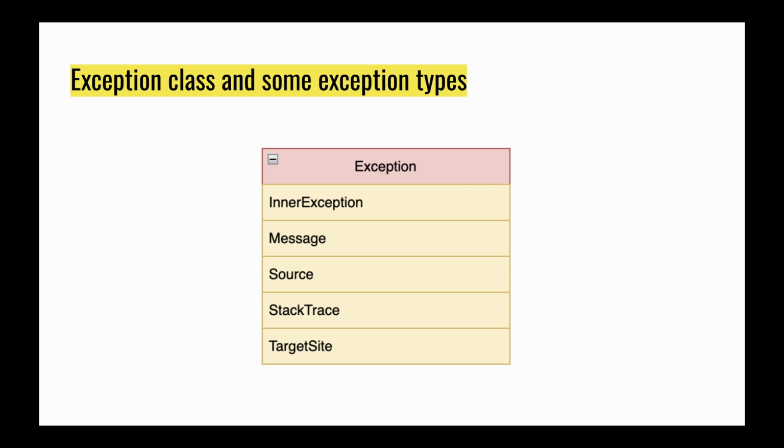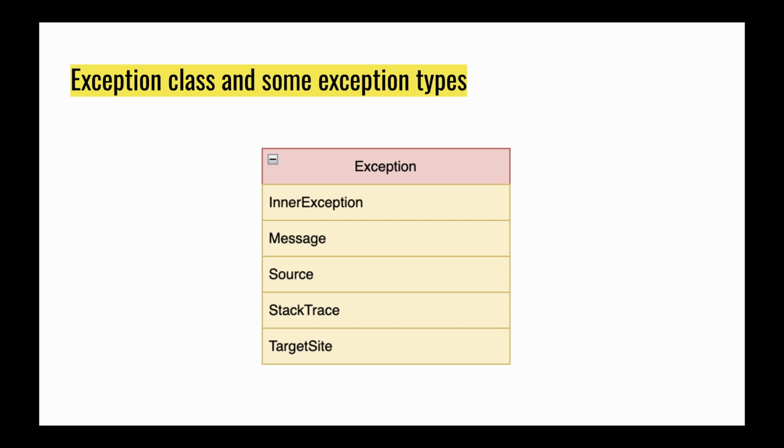Types of exceptions. Exception class. The base of all exception types is the Exception type. This type defines a number of properties that can be used to retrieve information about an exception. InnerException stores information about the exception that caused the current exception. Message stores the exception message, the error text. Source stores the name of the object or assembly that caused the exception. StackTrace returns a string representation of the call stack that caused the exception to occur. TargetSite returns the method in which the exception was thrown.